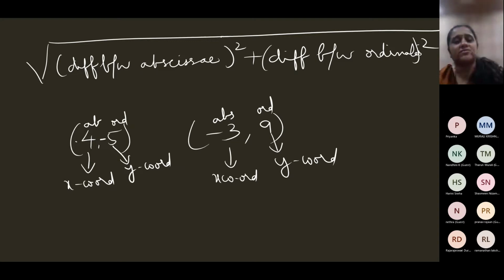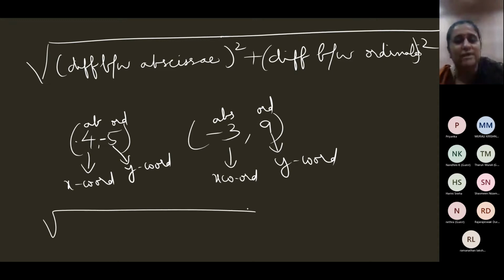So you can subtract the x coordinates in any order. Abscissae meaning the x coordinates. You can do x1 minus x2 or x2 minus x1. Any order you subtract and square it. So square root of, you subtract in any order. So 4 plus 3, 7 square, 49.